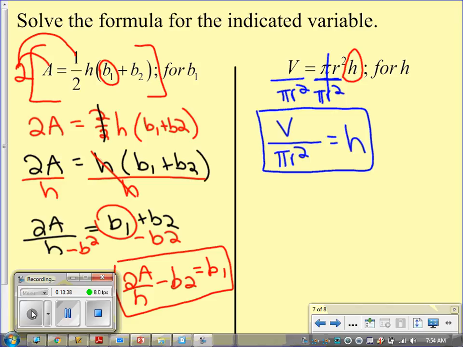So in solving for little equations, I hope you remember, you will not be getting a number answer. You will be literally just moving the variables around to get a new equation.